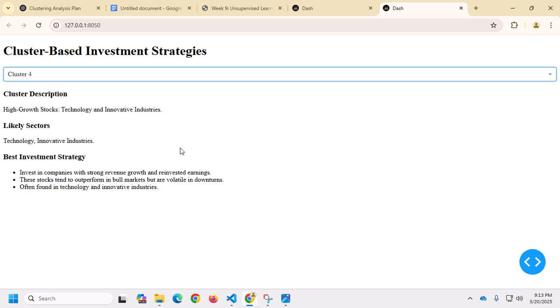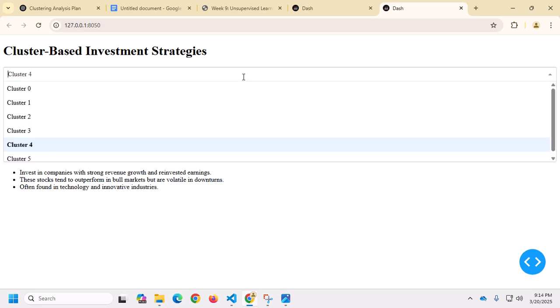Let's go on to cluster number four. The description of this one is technology and innovative industries. Like Meta, Google, and basically Apple. All of these companies are in this cluster, and the investment strategy is that you can invest where you can see strong revenue growth and reinvested earnings. They tend to outperform in bull markets, but are volatile in downturns, so you have got to keep that into consideration as well.